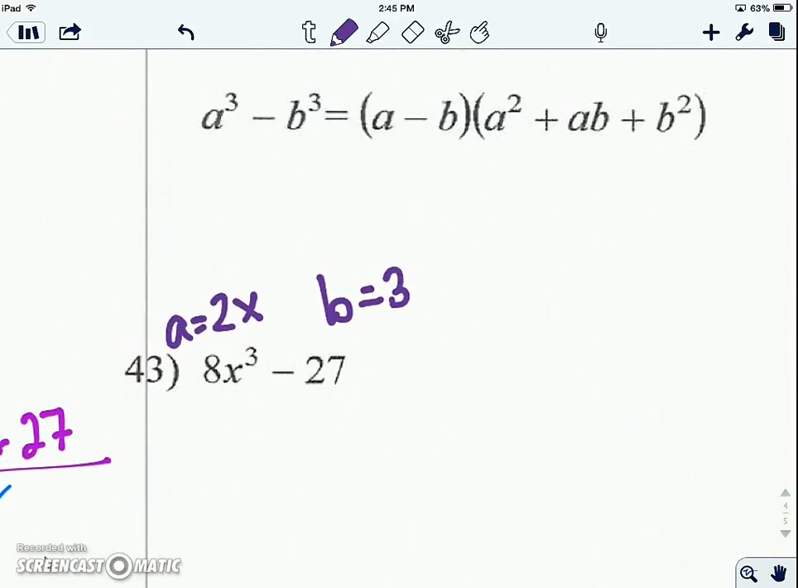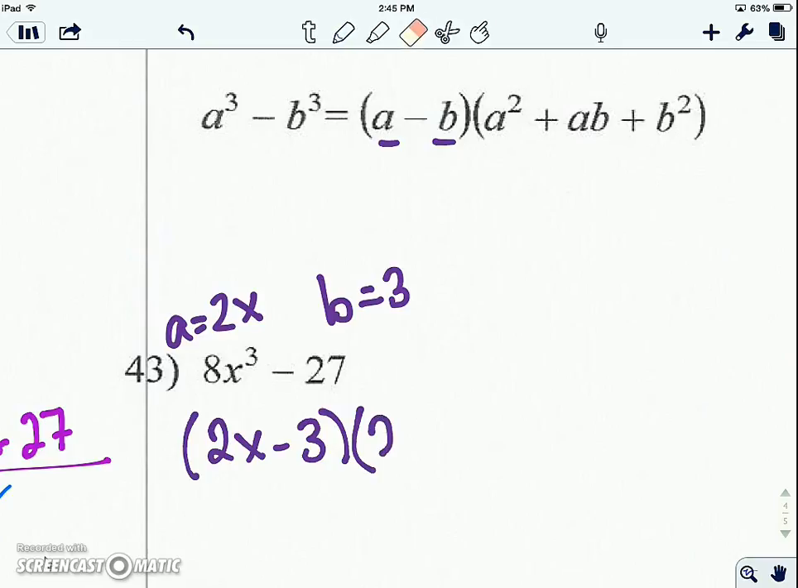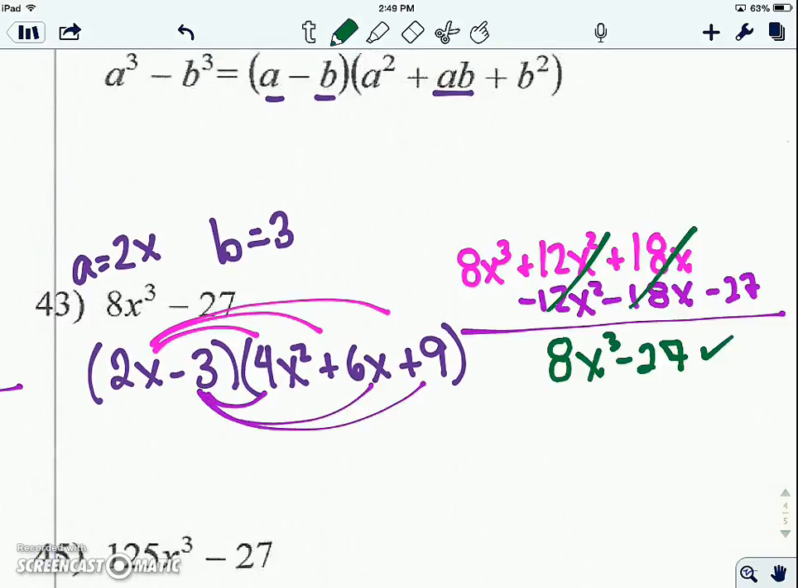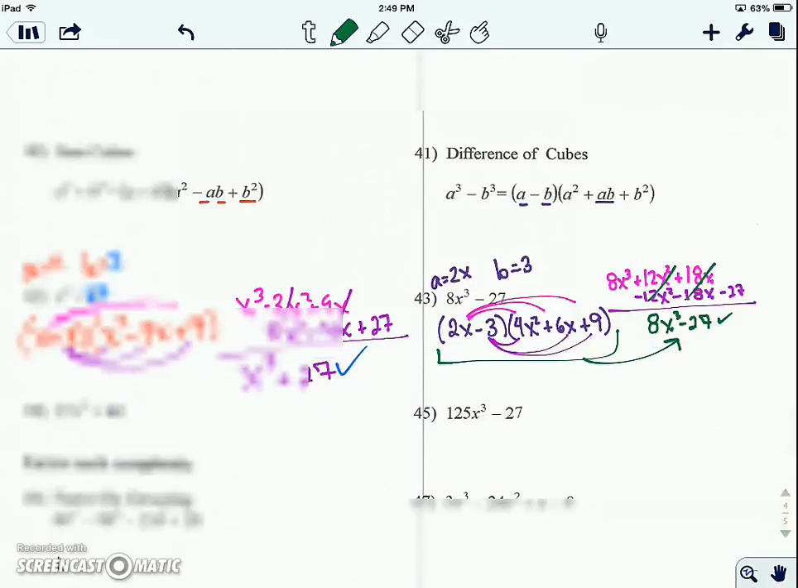Okay, so then if I follow my pattern, it's just a minus b, 2x minus 3 times 2x squared, which would be 4x squared, plus a times b. So 2x times 3 is plus 6x, plus b squared, plus 9. And again, we can check that. So I paused it and went ahead and checked, and sure enough, this multiplies into that.